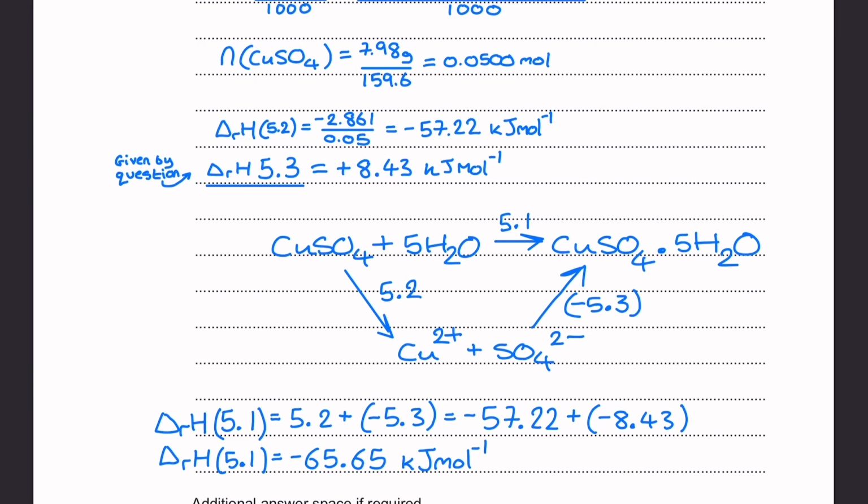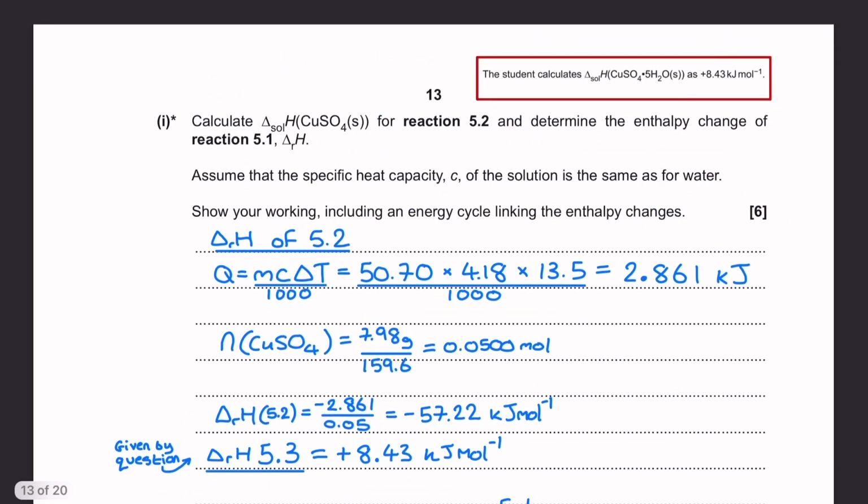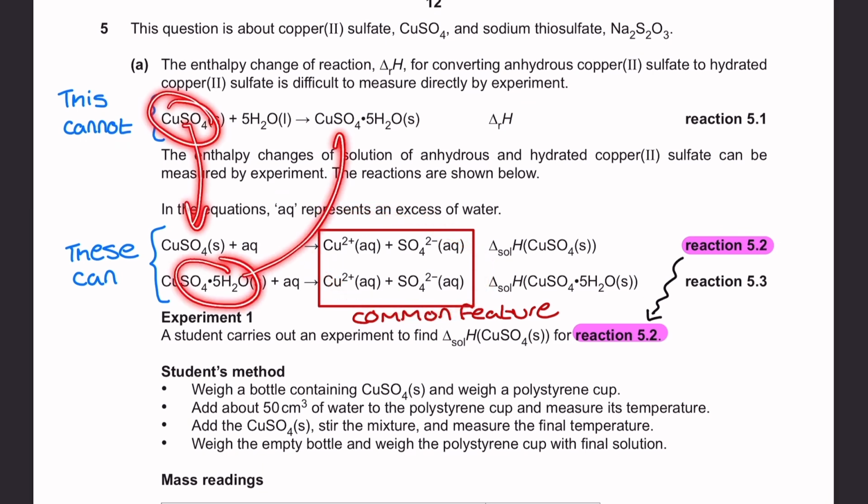Now, going back to the question, you've possibly already started to look at my enthalpy cycle just here, but let's go back to the information in the question. This enthalpy change is what we're trying to find, and the whole goal of the question is to figure out what that quantity is. That's the big goal. And I've got these two equations here, which have a common feature in that the products are identical.